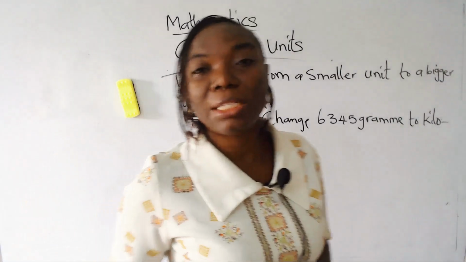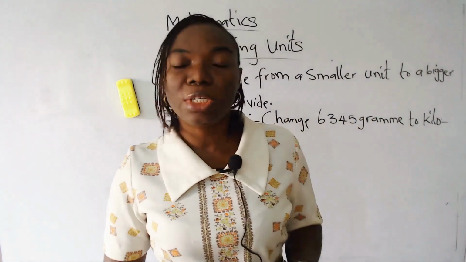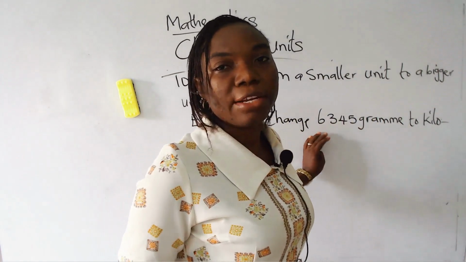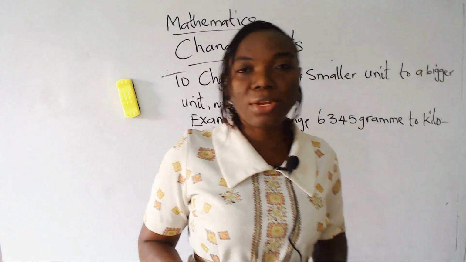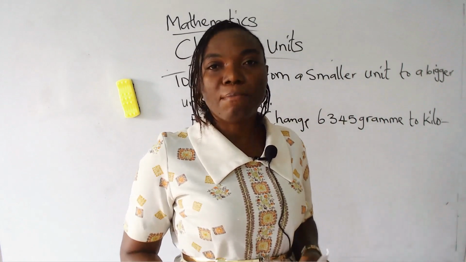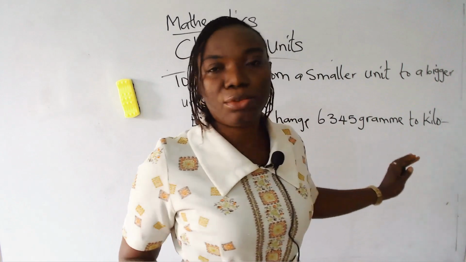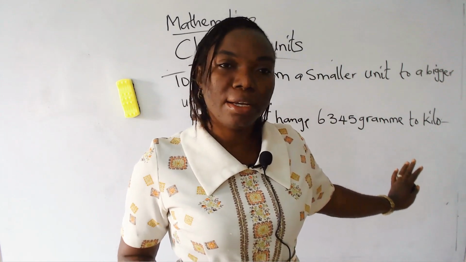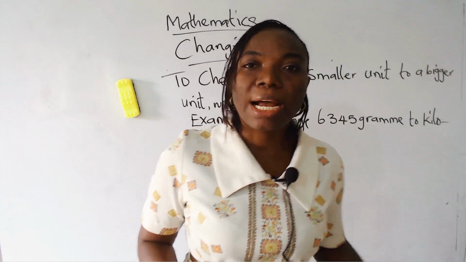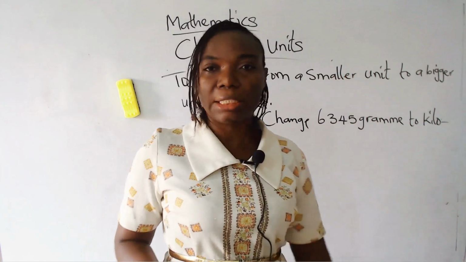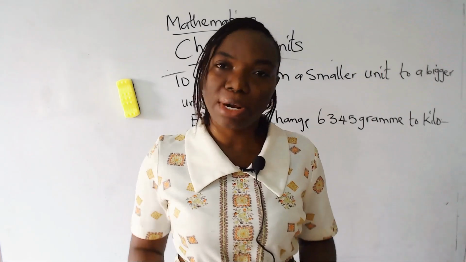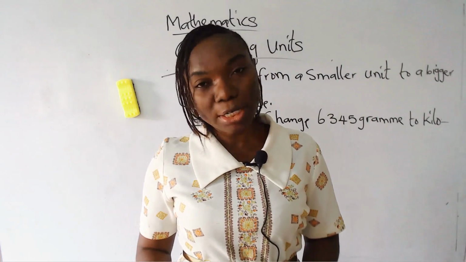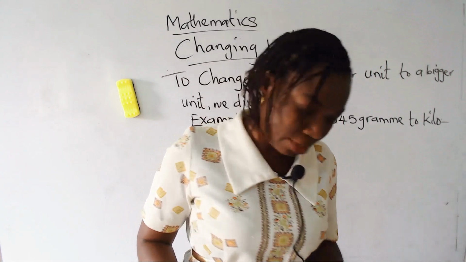What this simply means is that we are going to divide the value of the smaller unit, which is given here as 6,345, by its value to the bigger unit. Is that clear? And remember that we know that 1,000 grams make a kilogram. I said 1,000 grams make a kilogram.